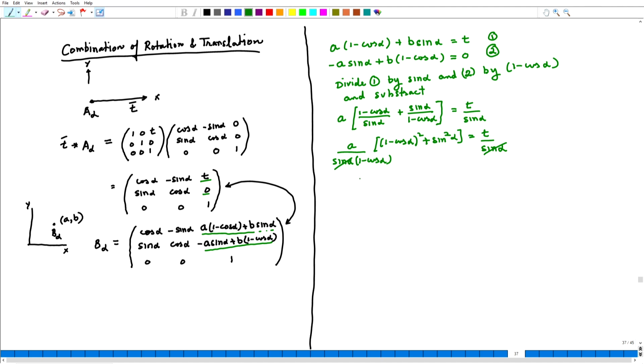So, the final result that I will get would be, in fact, 2A times 1 minus cos alpha, and then I have in the denominator already 1 minus cos alpha, which is equal to T. So, now 1 minus cos alpha will cancel out, giving me A equal to T divided by 2.